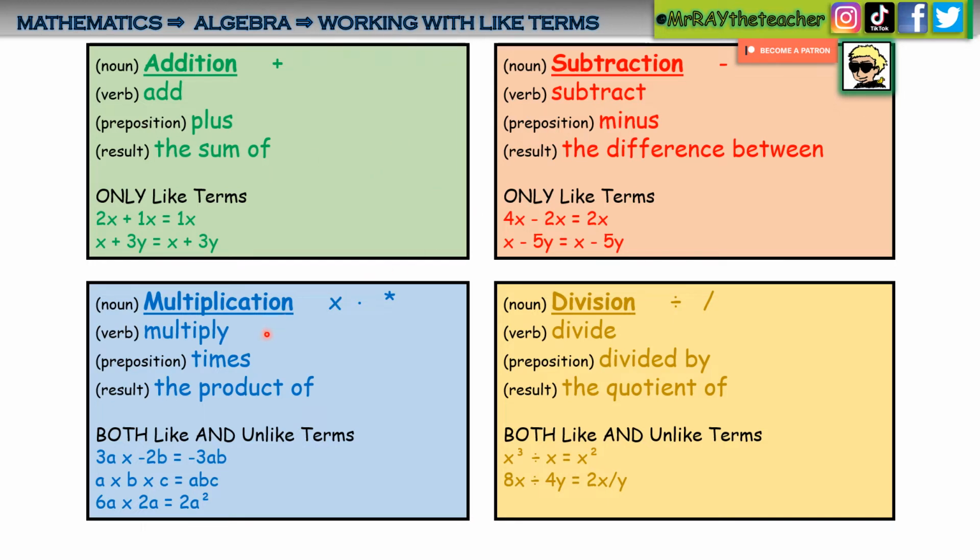Moving down, we've got multiplication. Those are your different symbols. Multiply is the verb, the preposition is times, and the result is the product of, and therefore it works for both like and unlike terms. Here are some examples down below. Then we've got division. Those are your symbols. And we've got divide, divided by, the quotient of, and here are your symbols.